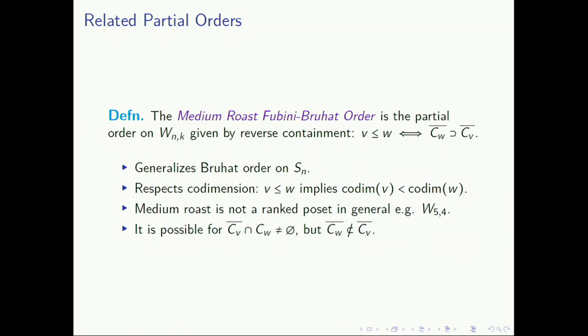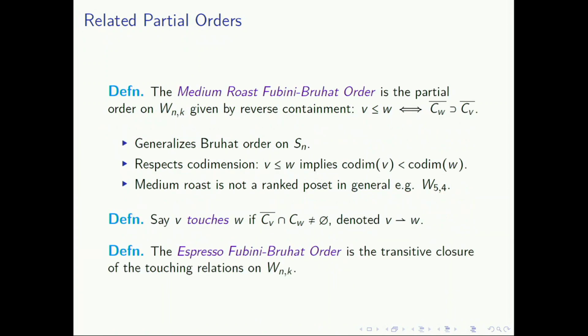It respects codimension in the sense that if V is less than W, then the codimension of V is less than the codimension of W. That's in the right order. But when you look at enough data, you start seeing that it's not a ranked poset. For n equals 5, k equals 4, it's not a ranked poset. The other weird thing, which has to do with the way the boxes are stacked, is that it is possible for the PR variety C sub V to intersect C sub W non-trivially, but C sub W is not contained in C sub V, or the closure. This is what makes them weird, like poorly stacked boxes.